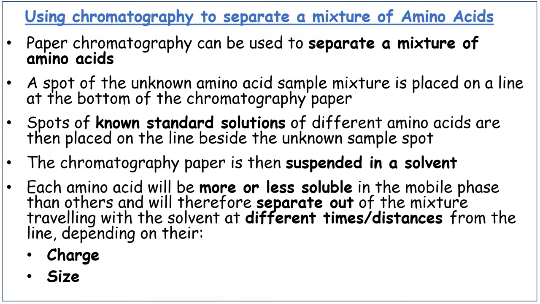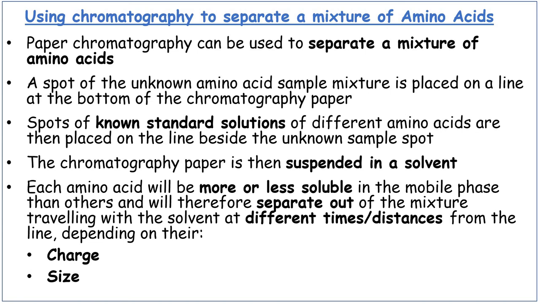So, using chromatography to separate a mixture of amino acids. Paper chromatography can be used to separate a mixture of amino acids. A spot of the unknown amino acid sample mixture is placed on a line at the bottom of the chromatography paper, and then spots of known standard solutions of different amino acids are placed on the line beside the unknown sample spot. The chromatography paper is then suspended in a solvent.